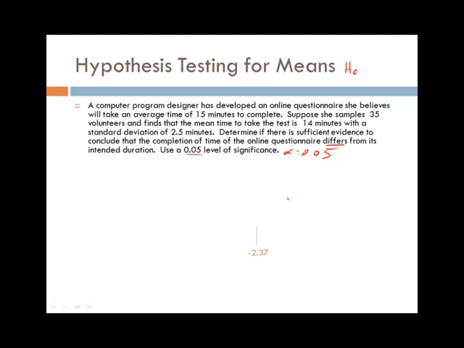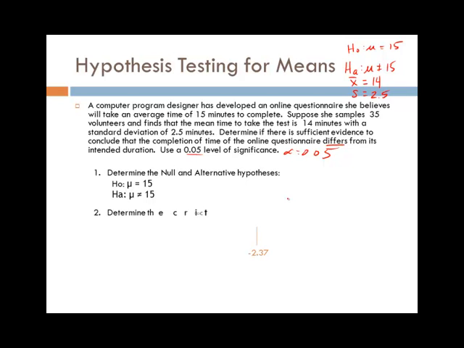So the alternative claim here is that the mean is other than 15. The null hypothesis here is that the mean is 15. In the sample, we found that x bar was 14 minutes, with a standard deviation of 2.5. So determining the null and alternative hypotheses here, we get that, and then determining the critical value for alpha equal to 0.05.